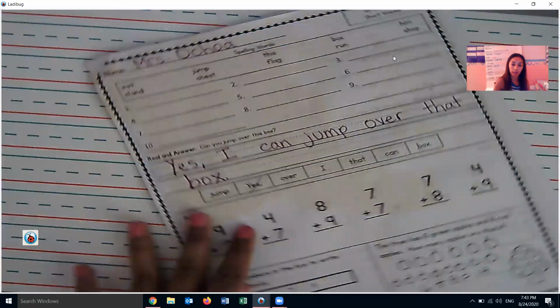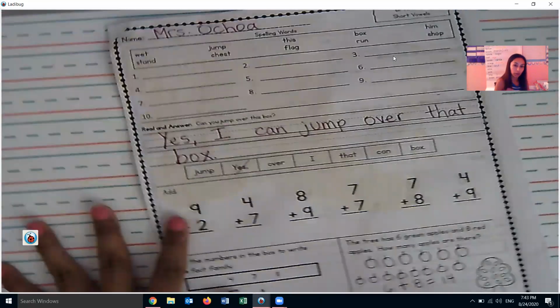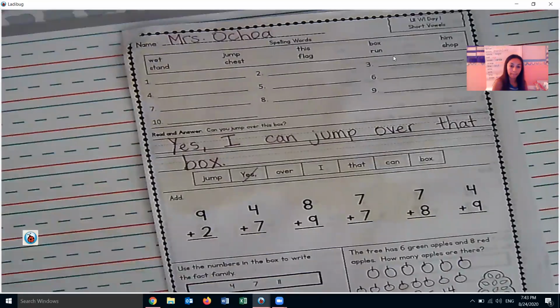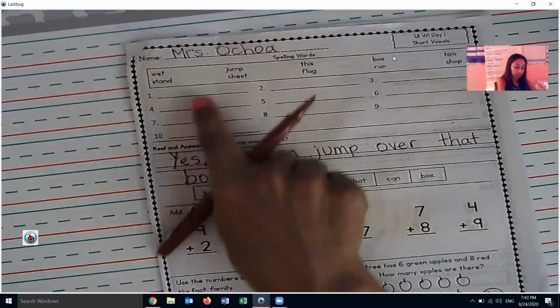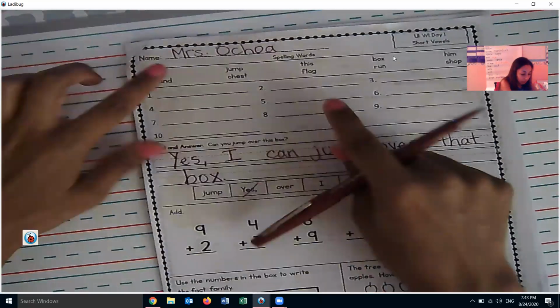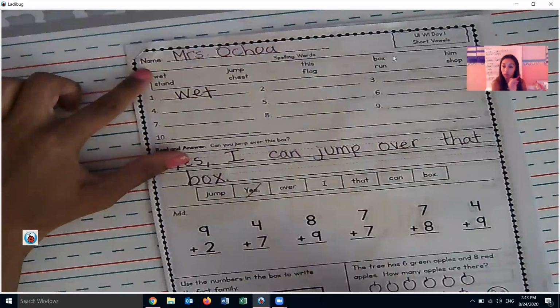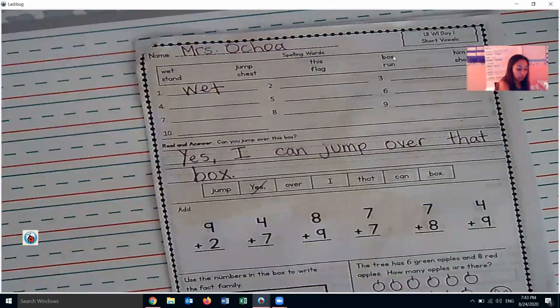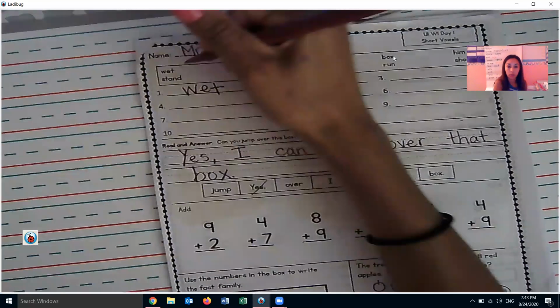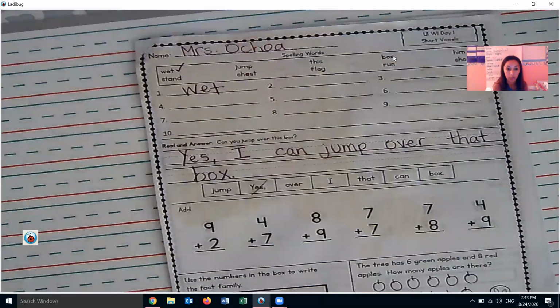So our daily packet, the first part is just rewriting the spelling words. So they're up here in this word box. A really good strategy anytime you have a word box is to either cross off, check mark, whatever you've used, so that we don't write one twice or forget one.